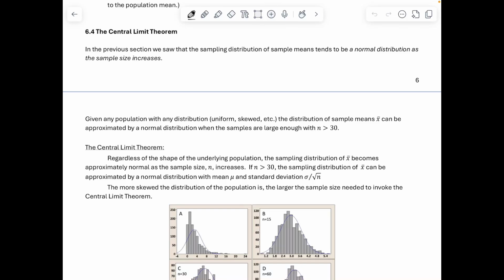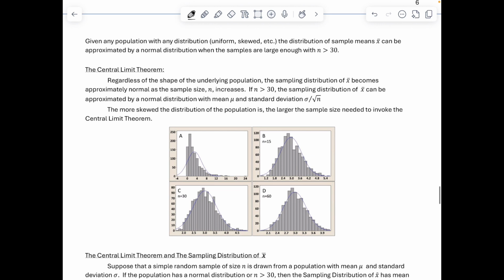Section 6.4 is the central limit theorem. In the previous section, we saw that the sampling distribution of the sample means tends to be normally distributed as the sample size increases. So the next page says, given any population in any distribution, uniform, skewed, etc., the distribution of sampling means can be approximated by a normal distribution when samples are large enough. And for us, large enough means that it has to be greater than 30.